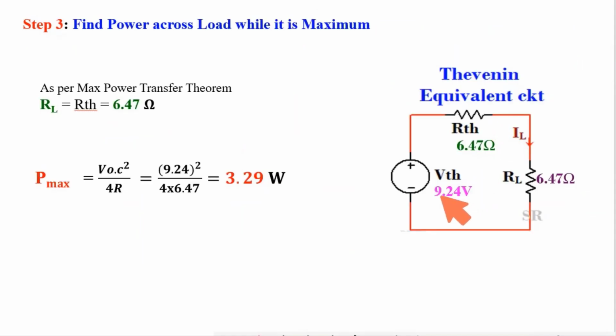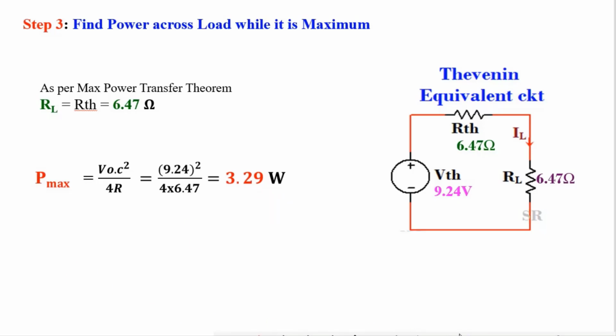Putting it into the equivalent circuit, VTH is 9.24 volt, RTH is 6.47 ohm, and to get maximum power at load, the value of load resistance will be equal to this 6.47 ohm. Putting the open circuit voltage 9.24 and load resistance 6.47 ohm, ultimately we got maximum power as 3.29 watt.